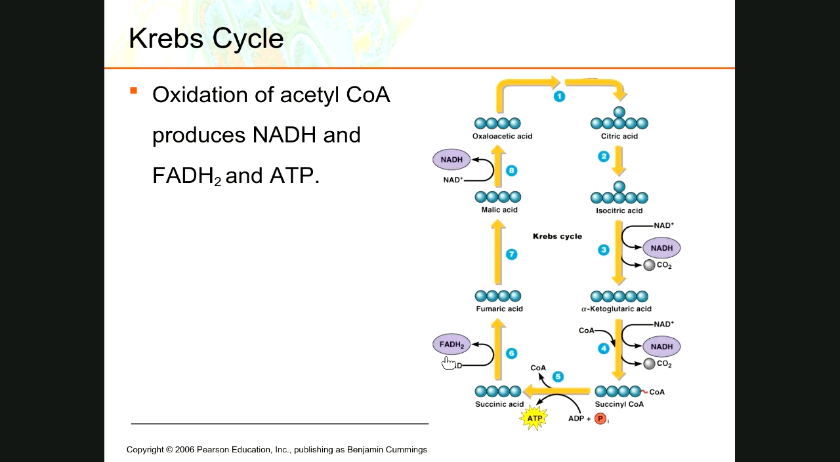So the cell has stored a lot of potential energy in those electrons, in those electron carriers. So that's the whole purpose of glycolysis and Krebs, is to rip apart the glucose, capture the electrons, and then use the electrons to make ATP. Any questions?